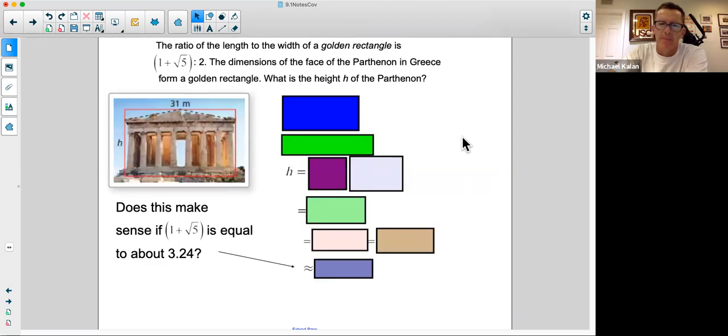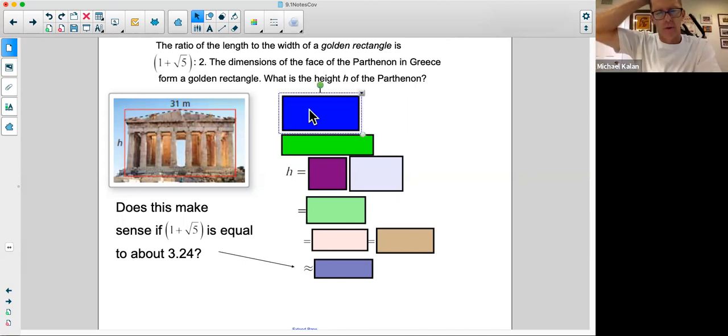So here's another one. Let's try this word problem. The ratio of the length to the width of a golden rectangle is 1 plus root 5 to 2. The colon means ratio. The dimensions of the face of the Parthenon in Greece form a golden rectangle. Okay. What's the height h of the Parthenon? So we know that this length and this height form this ratio, right? So what we can do is what? What do you think you would do?